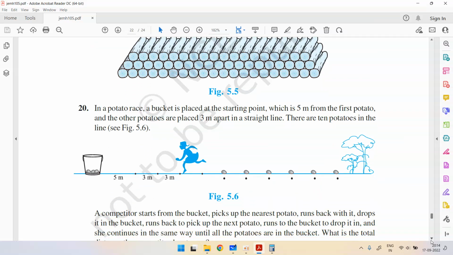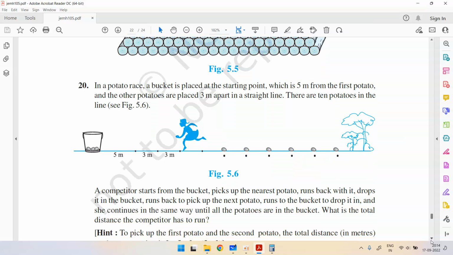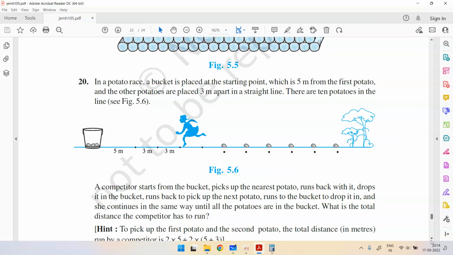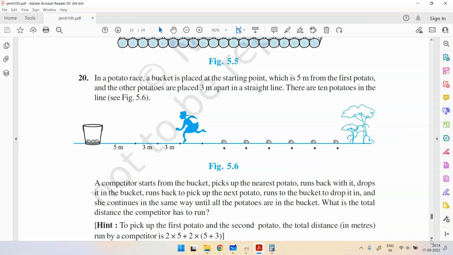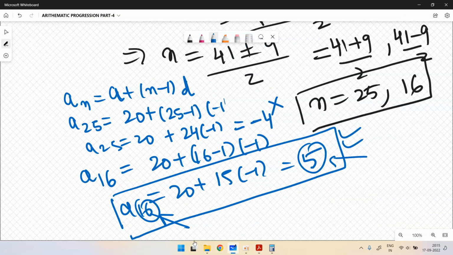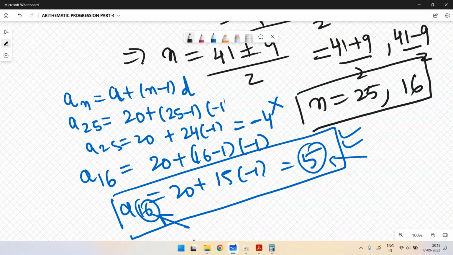So a competitor starts from the bucket, picks up the nearest potato and runs back. She drops it in the bucket, runs to the next potato, runs back to the bucket to drop it in, and continues in the same way until all the potatoes are picked up. What is the total distance the competitor has to run? Simple, we just need to apply common sense. So it's a common sense question.